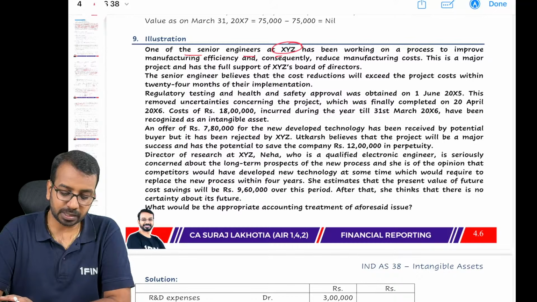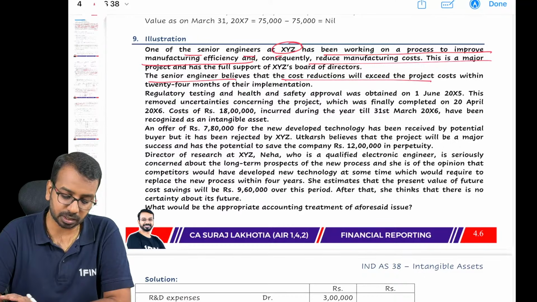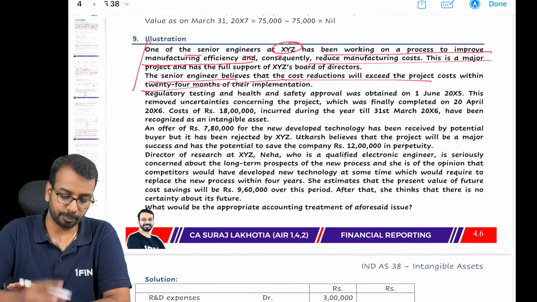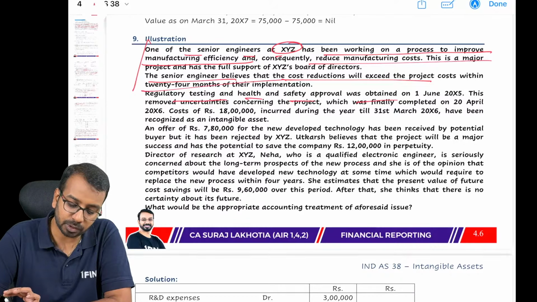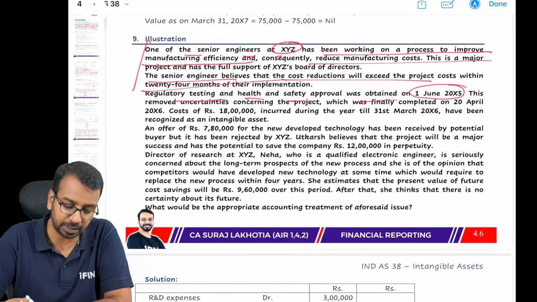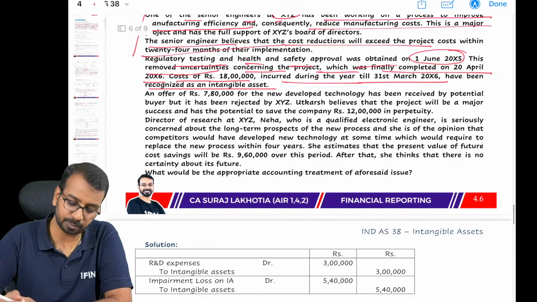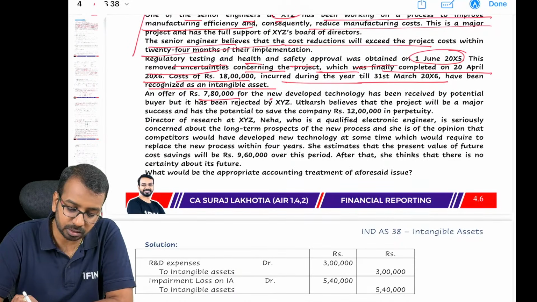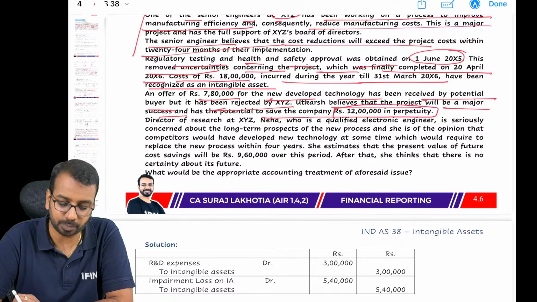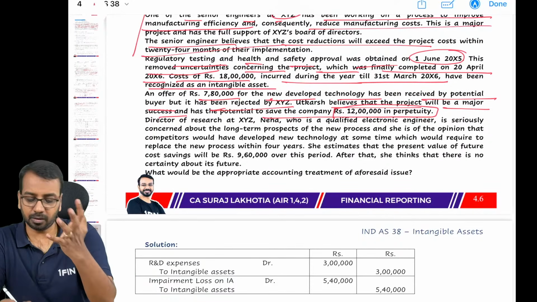One of the senior engineers in XYZ has been working on a process to improve manufacturing efficiency and reduce the manufacturing cost. The senior engineer believes the cost reduction will exceed the project cost. Regulatory testing and health safety approval was obtained on 1st of June of year 5. This removed uncertainties concerning the project, which was finally completed on 20th April of year 6. Cost of 18 lakhs was incurred till 31st March of year 6 and has been recognized as an intangible asset. An offer of 780 for the newly developed technology was received from a potential buyer, but it has been rejected. They believe that the project will be a success and save the company 12 lakhs in perpetuity. When they say 12 lakhs in perpetuity, that is the value of savings.